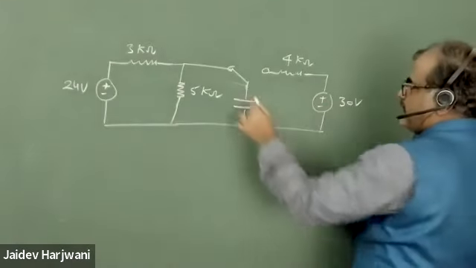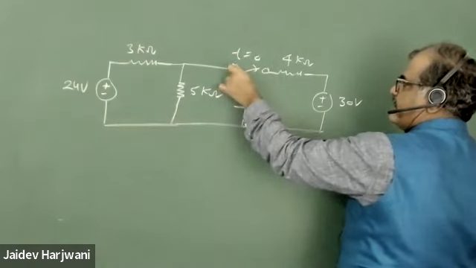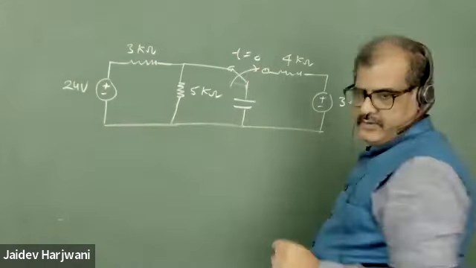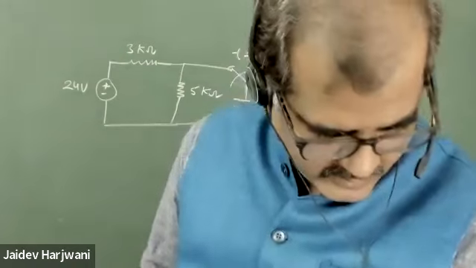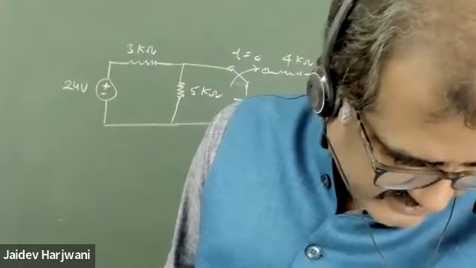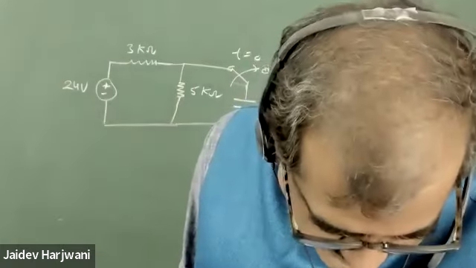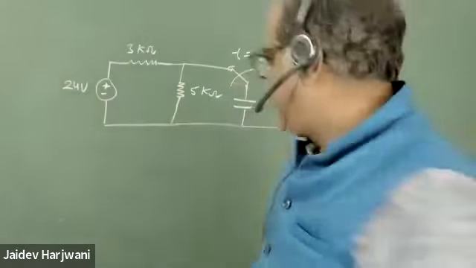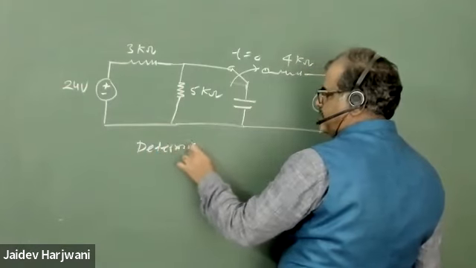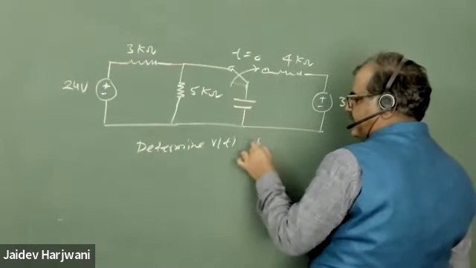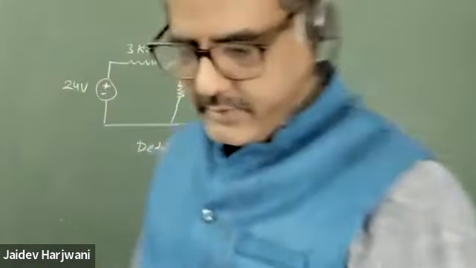Now at t is equal to zero time, we are moving this key from this point to this point. We need to find V at a time t. Any time t we need to find, so determine Vt for any time t greater than zero. So do it. How will we do it?